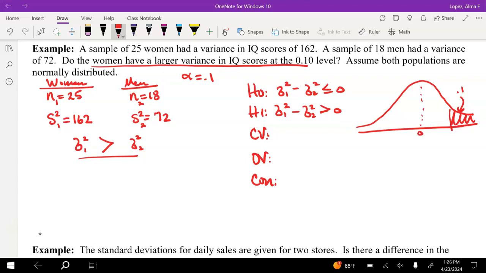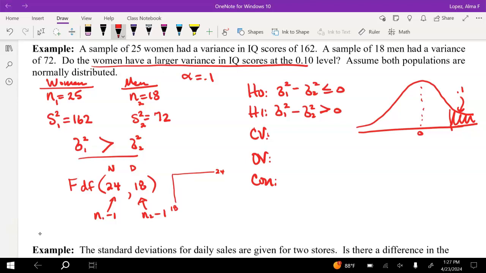We need to find that critical value. Remember, it's an F test with degrees of freedom, and it has 2 degrees of freedom. The first one is n1 minus 1, and the second degree of freedom is n sub 2 minus 1. This is for the numerator, and this is for the denominator. So it's going to be 24 and 18. When I look this up in the table, the degrees of freedom for the numerator are along the top. So you're going to look at 24 along the top and 18 along the side.